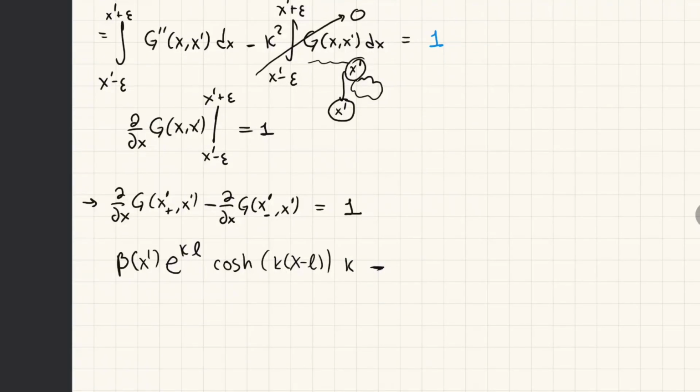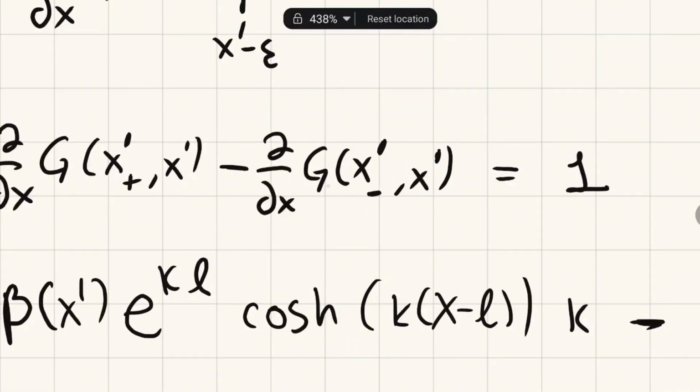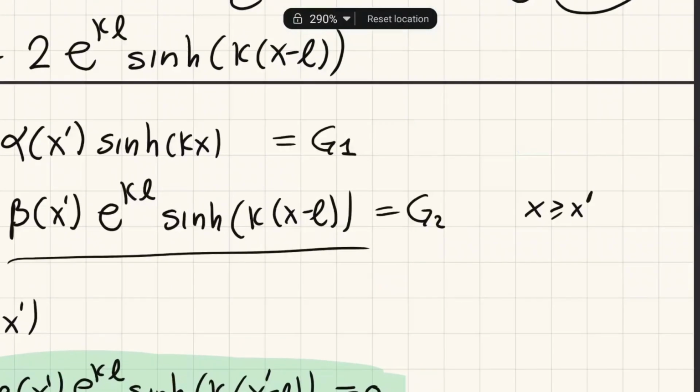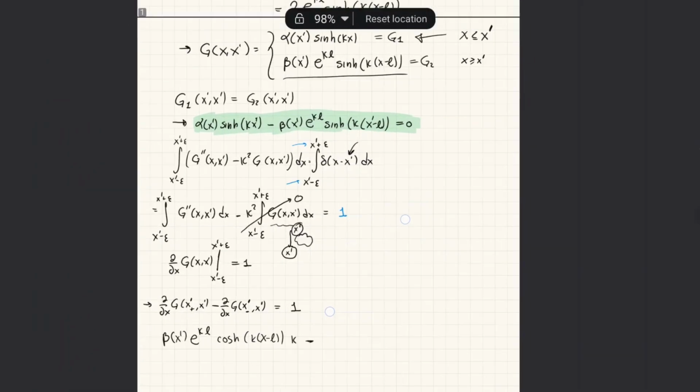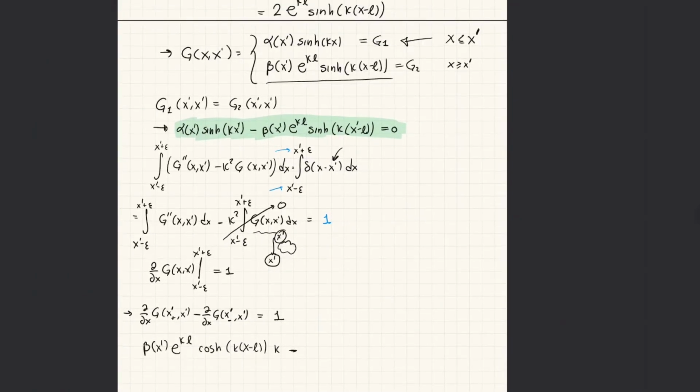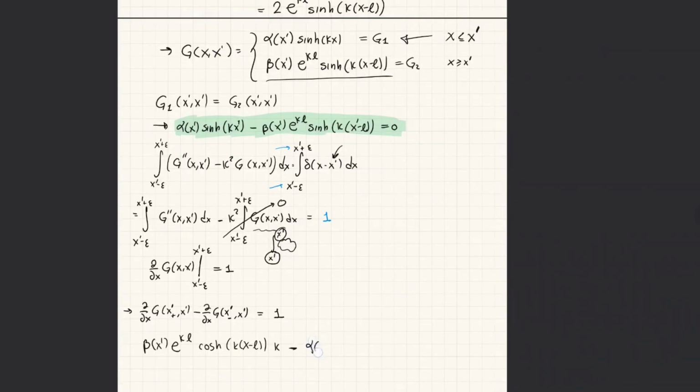And then minus, and now we are taking the derivative of the green function from the left of x prime. So we know that in our definition, the green function that we need to consider is this one over here, because here x is less than or equal to x prime. Okay, so that means that we need to take the derivative of the hyperbolic sine of kx. So we will get alpha of x prime k cosine, well, the hyperbolic cosine of kx, and this is equal to 1.